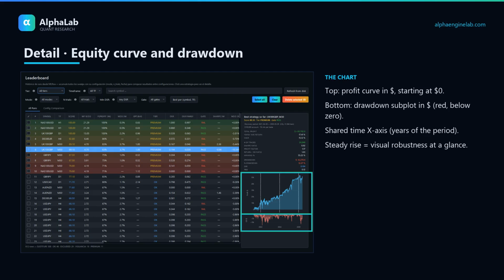Finally, the chart. The top part is the equity curve, the cumulative profit in dollars, starting at 0. A curve that rises steadily and without sharp jumps is a sign of a stable edge. One that only rises thanks to a couple of big trades is suspicious. Below it, sharing the time axis, is the drawdown subplot in dollars, in red and below 0. It measures how far you are at each moment from the previous peak. The shallower and shorter those drawdown valleys are, the better. The horizontal axis is time, with the years of the discovery period, so you can see whether the edge held up over time or decayed toward the end.